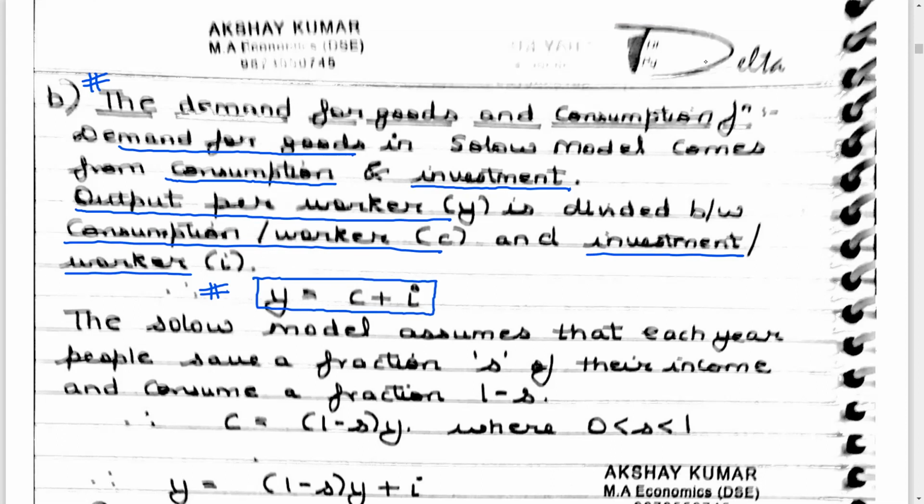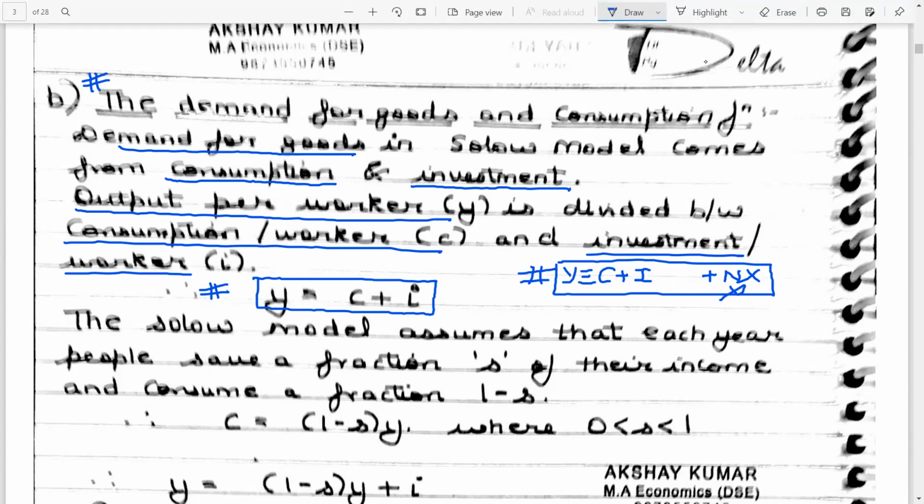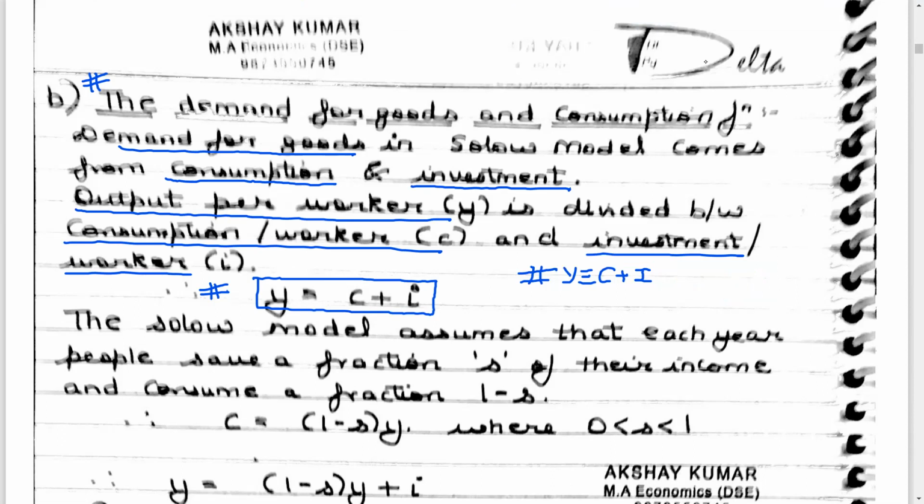Anyway, students, you have attended our lectures on introductory macroeconomics. You know, in general, demand comes from consumption, investment, government expenditure, and net exports. All of you are familiar with this macroeconomic identity: Y is equal to C plus I plus G plus NX. But in the solow economy, we assume that there is no government and no net exports. In the solow economy, Y is equal to capital C plus capital I.